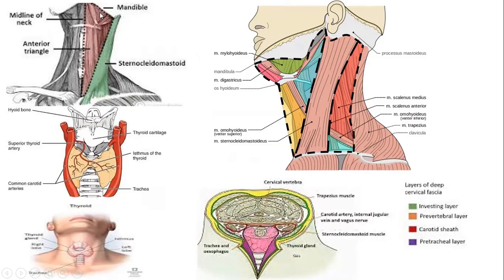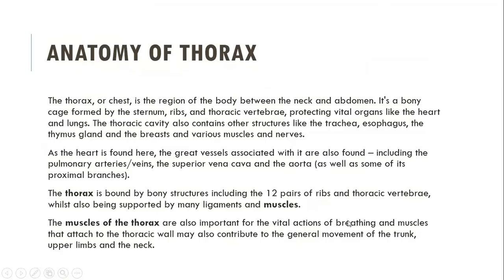You can see here, this is the anterior triangle. Laterally, the sternocleidomastoid is bordering it, there is the midline of the neck, and the upper part is the mandible. In the anterior triangle, you can see the thyroid gland, the isthmus of the thyroid gland, and the trachea. These are the important triangles, and these are the layers of deep cervical fascia: investing layer, prevertebral layer, the carotid sheath in red, and the pretracheal layer.